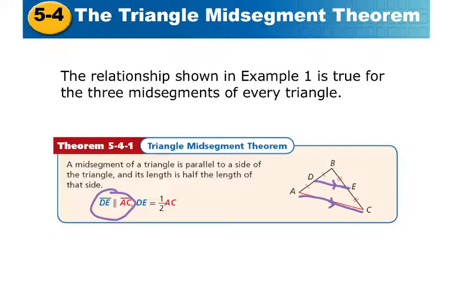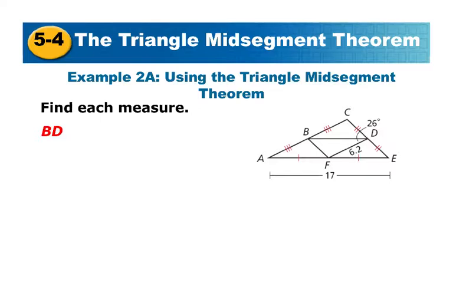The other property, other than parallel, is that it's actually half the length. So if we know the length of this base, we can divide it by half and get the middle, or if we know the length of the middle, we can multiply by 2 and get the base. So parallel and double the length is what we end up getting. So we'll go ahead and use that idea on our next piece here.